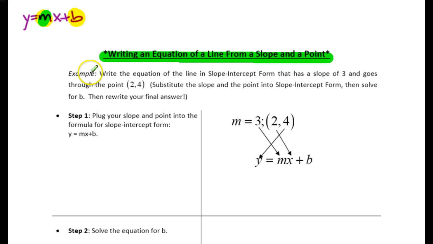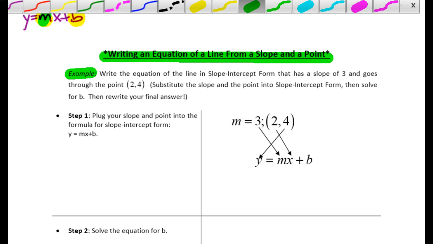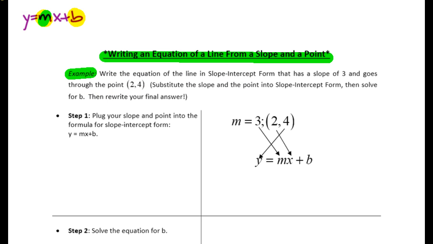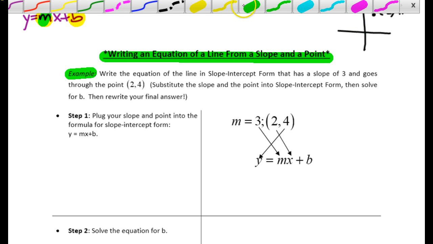So for this example problem, it says write the equation of the line in slope-intercept form that has a slope of 3 and goes through the point (2, 4). Just as a quick idea on the graph, the point (2, 4) would be, if I start at the origin, 2 this way and 4 this way. So they're giving us a point somewhere out here, not the y-intercept. That's the only difference, but it's actually really easy.